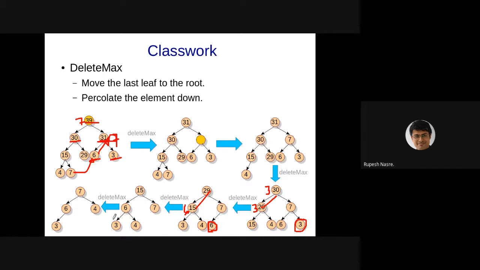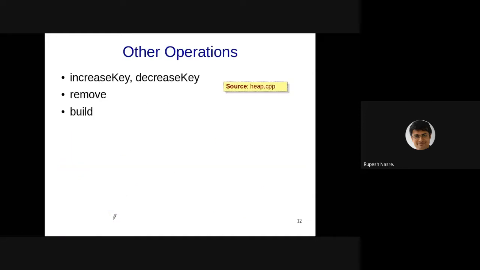So you can work it out on different examples, and hopefully you'll get the same answer. There aren't multiple answers in the case of heaps. You will get exactly the same answer after delete max. Okay, there are other operations which we have looked at, for example, increasing the key, decreasing the key of a particular element, etc. And then removal of an element, and then there is building of the heap. So let's look at least a couple of these before we move further.